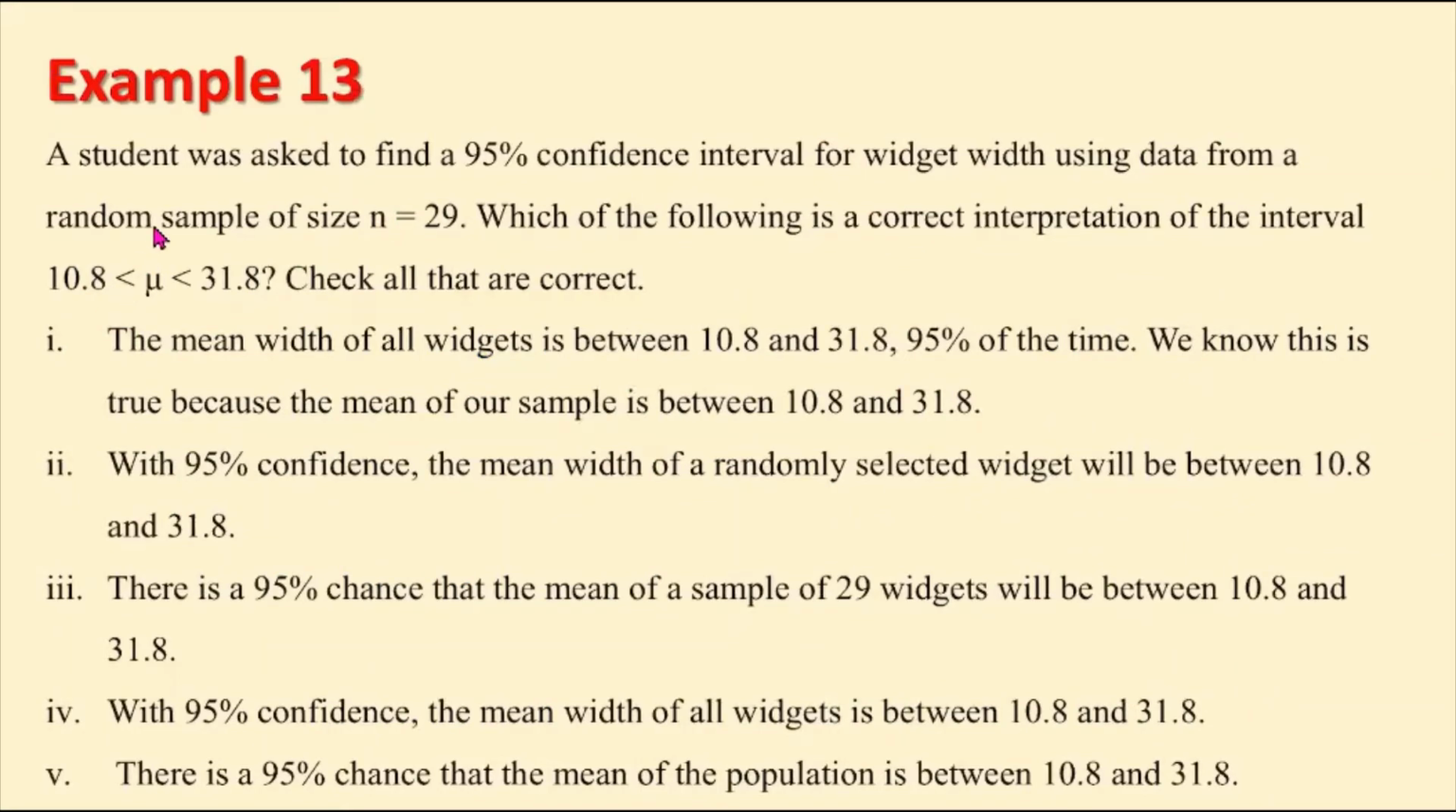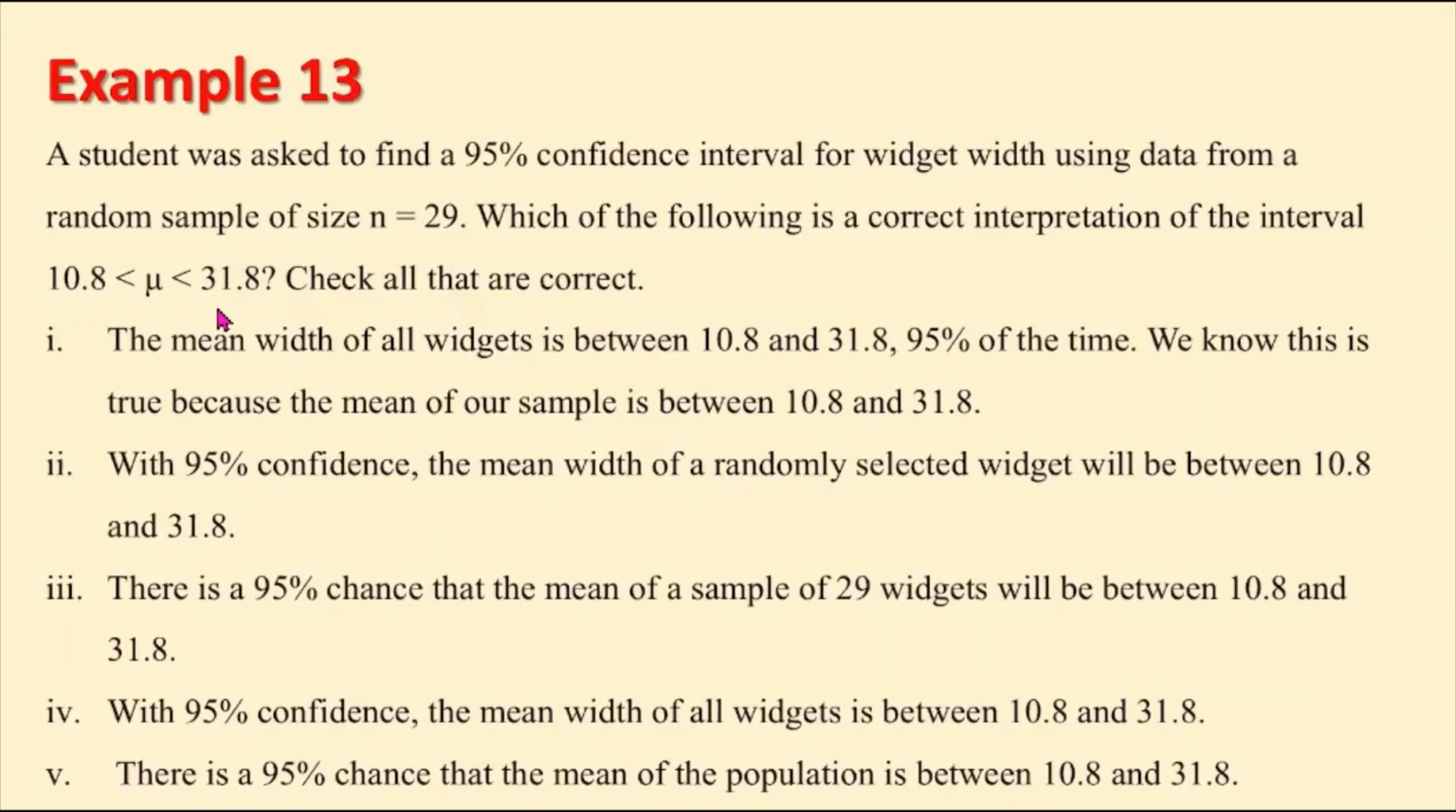Example 13: a student was asked to find the 95% confidence interval for the mean width of ways, using the data from a random sample of size 29. Which of the following is the correct interpretation of this interval? You can see here the interval is 10.8 < mean < 31.8. That means you have the value in the middle as the point estimate. We don't know what it is, but we know that the true mean lies between these two values.